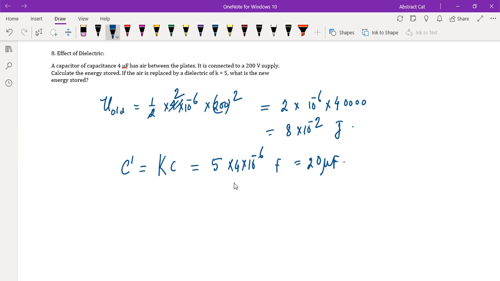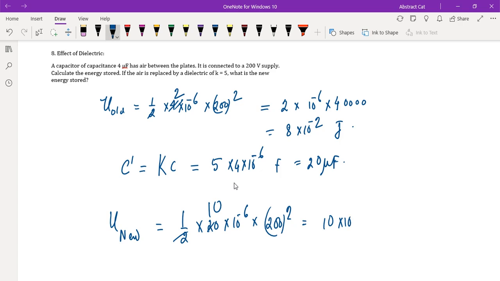So new energy U new, that is half CV square. C is 20 microfarad, 10 to the power minus 6, and the voltage is the same, 200 square. So that is 10, so 10 into 10 to the power minus 6, that is 2 to the 4. So we get 4 into 10 to the power minus 1, which means 0.4 joule.